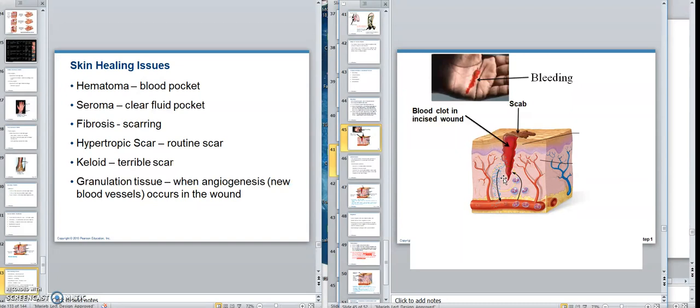Now, how do you know that you got a deep cut? If you see any bleeding. The epidermis is totally avascular. So if you see one drop of blood, you did cut into the dermis.